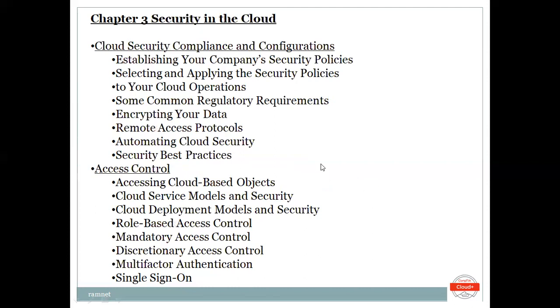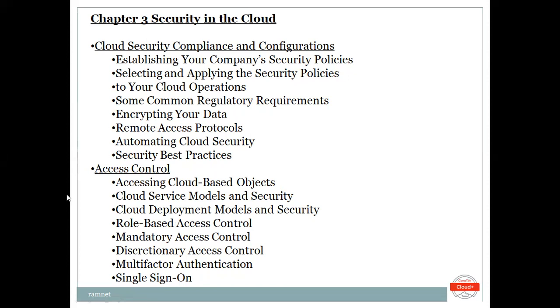Chapter 3, security in the cloud. Cloud security compliance and configurations. Establishing your company's security policies, selecting and applying the security policies to your cloud operations. Some common regulatory requirements, encrypting your data, remote access protocols, automating the cloud security best practices, access control. We'll be writing the access control lists and we'll be doing the firewall blocking and other things. So we talk about that one here.